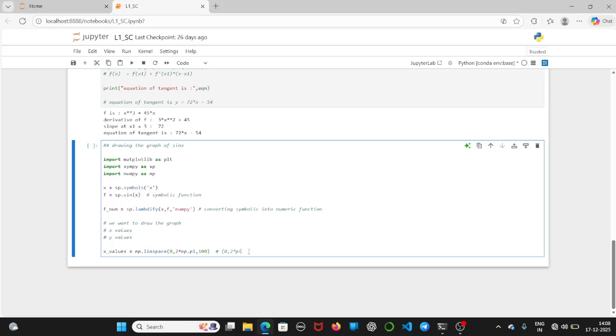Pi 2 into pi. What it means that 0 to 2 pi, we want the graph of this function in the interval 0 to 2 pi, right? So whenever the x value changes from 0 to 2 pi, we want the graph. So in our graph, the values which we are going to see are just 0 to 2 pi, right? And what does 100 mean? 100 means we are going to divide the 0 to 2 pi interval into 100 equal pieces.